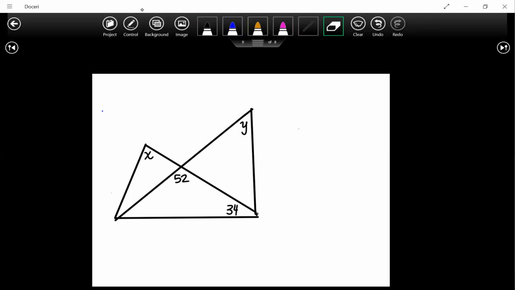The way that my head processes is looking for any verticals. Do I have any verticals that I need to put in? Nothing, right? It's not going to help us solve out. So let's look at the next step. Do I have any supplementary to solve for some angles?